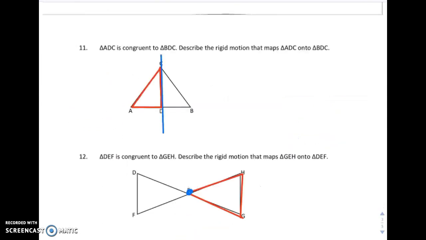Okay, some of the remaining questions look very similar to yesterday's. Some might line up exactly with a little bit of a difference here and there. But on number 11, triangle on the left, ADC, they're telling you it's congruent to BDC on the right. So what rigid motion would map the left one onto the right one? And that would be a reflection of triangle ADC over line CD such that A maps onto B.